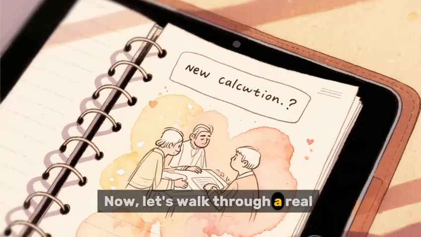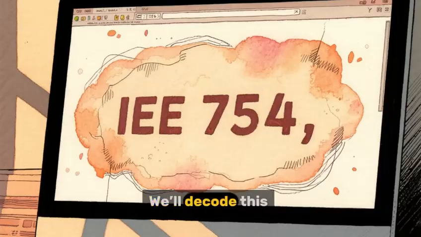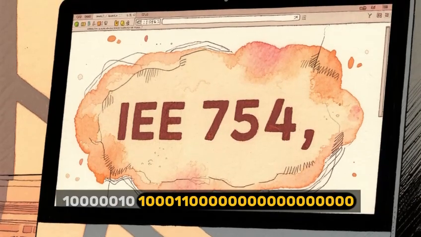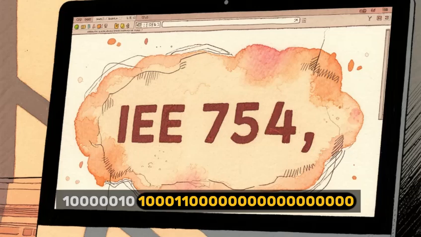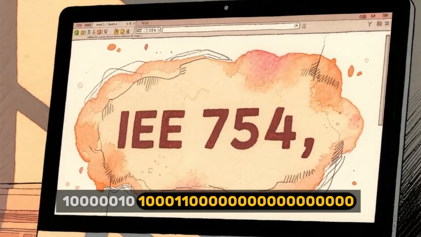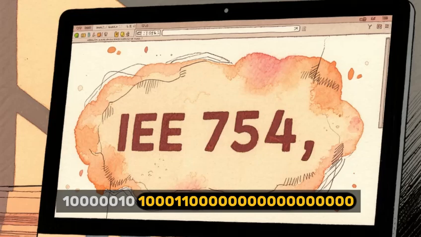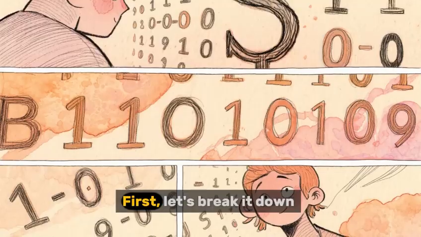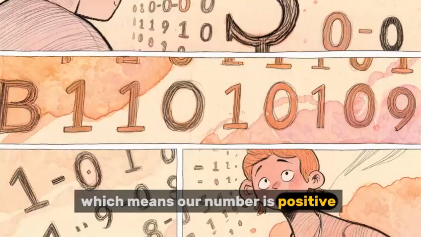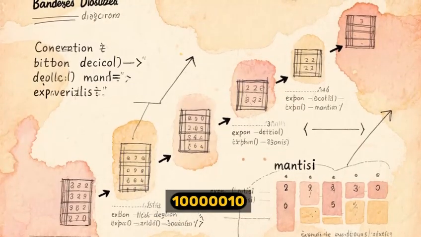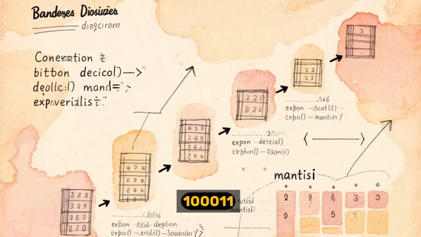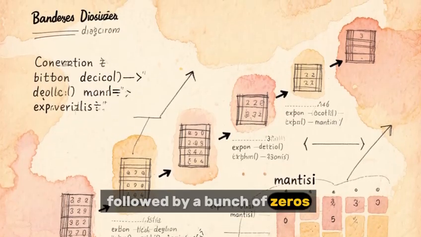Now, let's walk through a real example together. We'll decode this IEEE 754 number. First, let's break it down. The sign bit is 0, which means our number is positive. The exponent is 10000010, which in decimal is 130, and the mantissa is 10011, followed by a bunch of zeros.